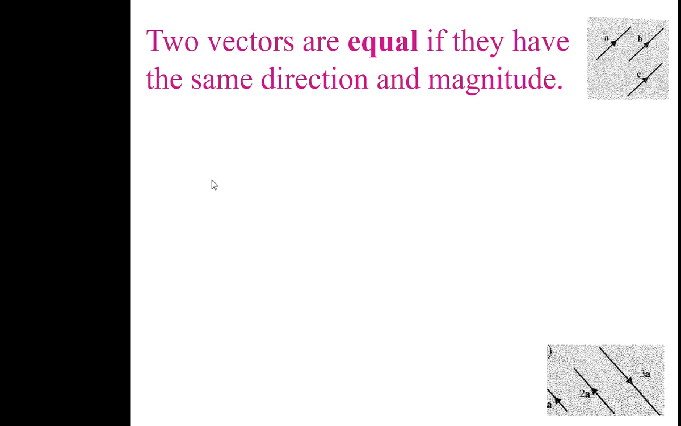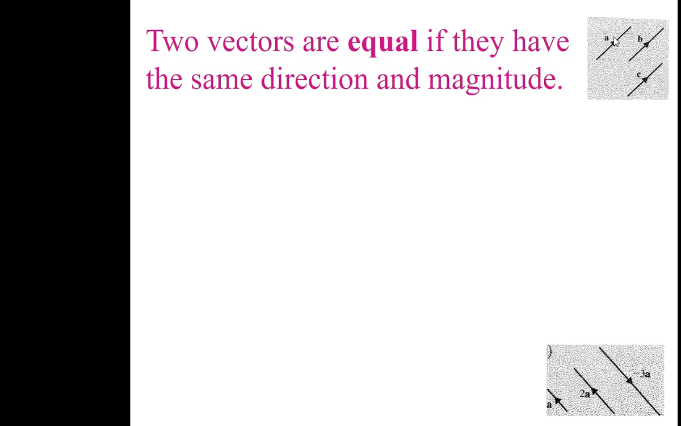Okay, two vectors are equal if they have the same direction and magnitude. For them to be exactly identical, they have to have the same direction and magnitude. So for example, these three could be examples of equal vectors. They're all parallel, facing in the same direction, and they've got the same magnitude. They don't have to be sitting right on top of each other to be considered equal. They just need to have the same length, which is the magnitude, and the same direction.